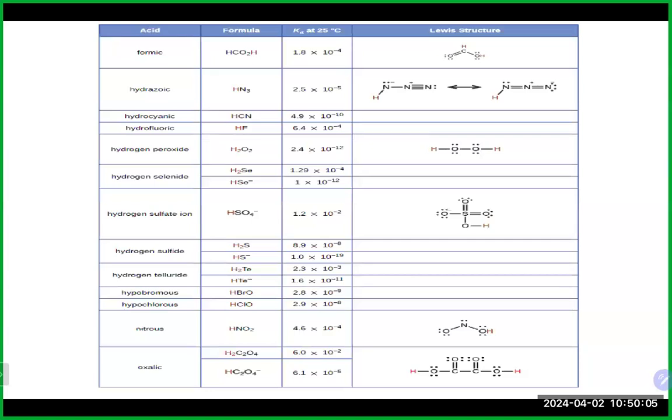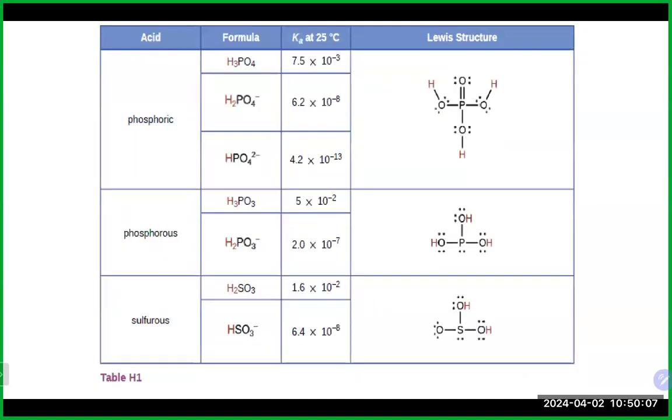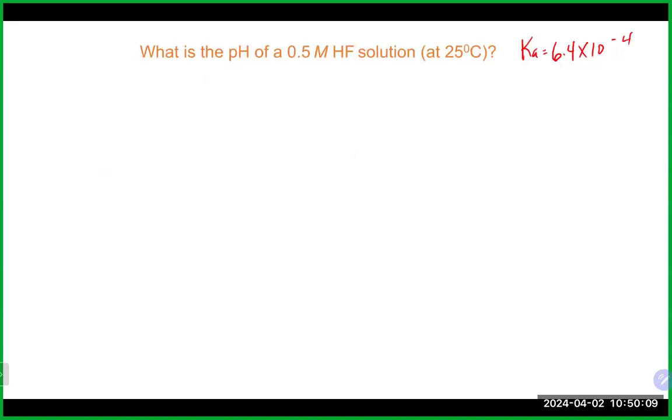And as we go through them here, you can look at it. All right, so why don't we try one here, see what you come up with. So what is the pH of a 0.5 molar HF solution? The Ka value will use 6.4 times 10 to the minus 4 for HF. All right, so again, I see a Ka value, I see a weak acid, I see an ice table. Go for it, see what you come up with.